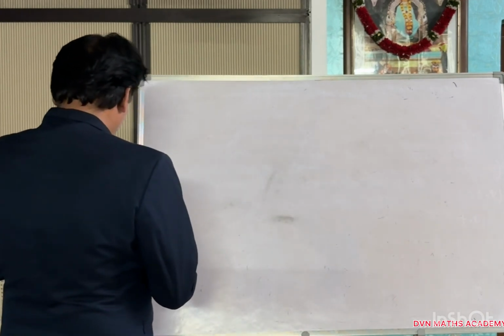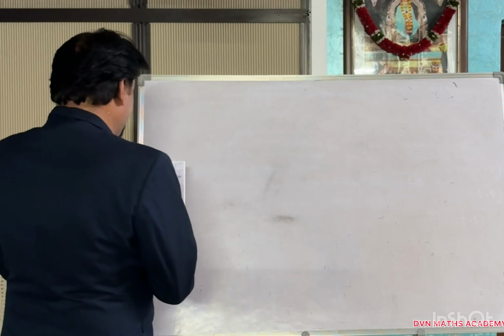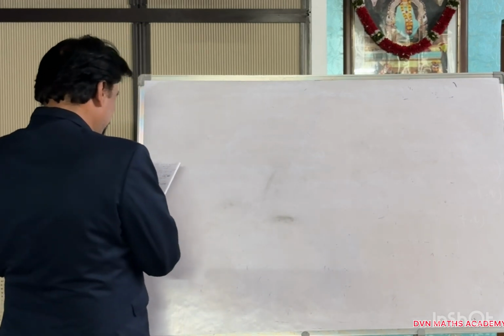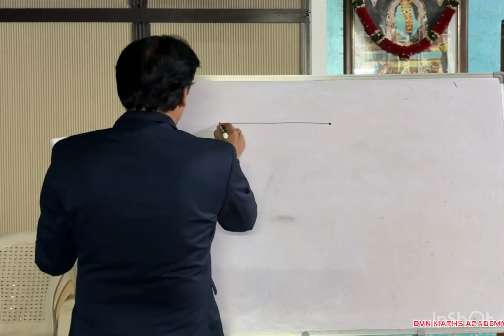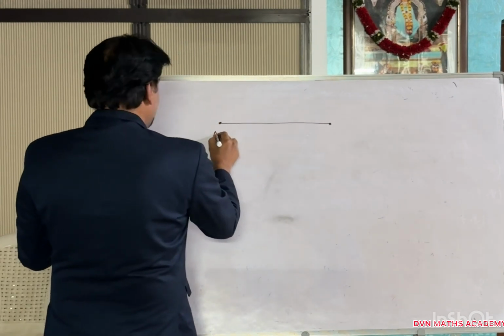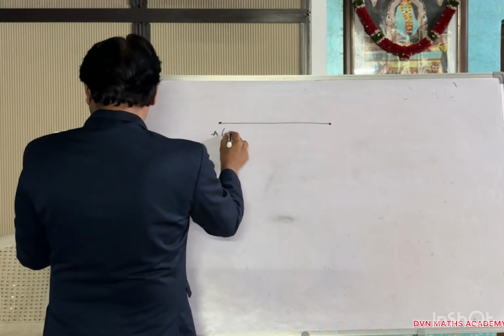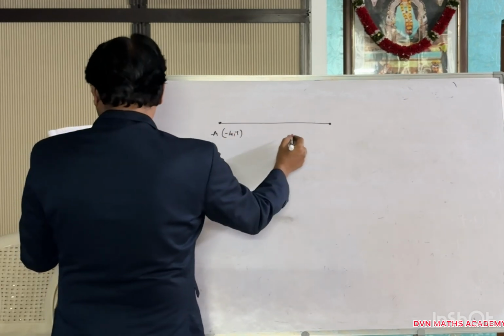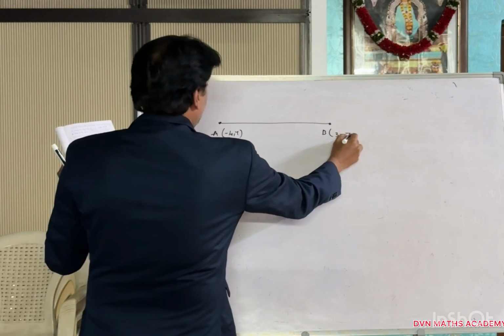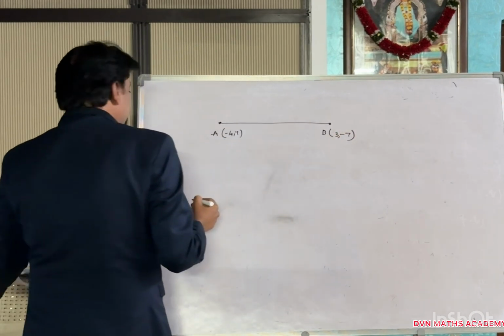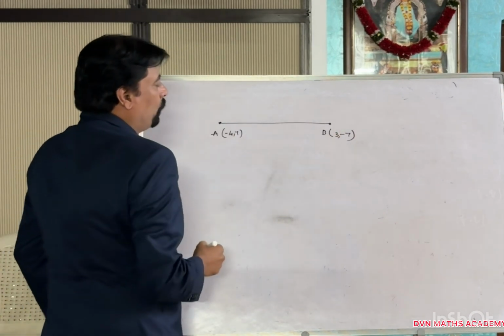The question is, in what ratio does the y-axis divide the line joining the points? Here one line is there. The line is, for example, A, this is (minus 4, 7), and this is B, (3, minus 7).